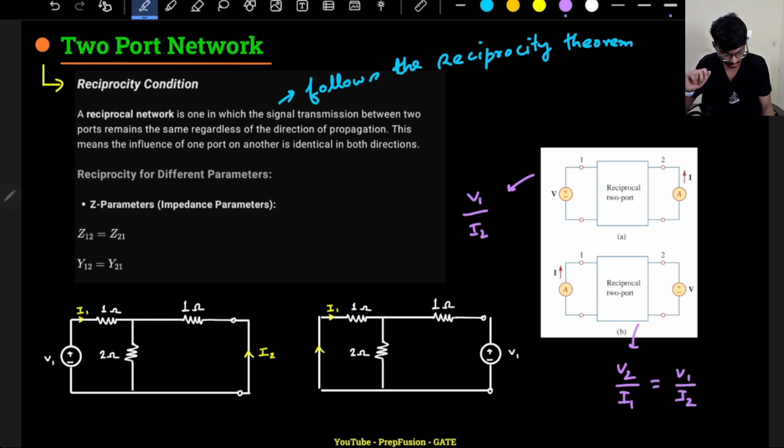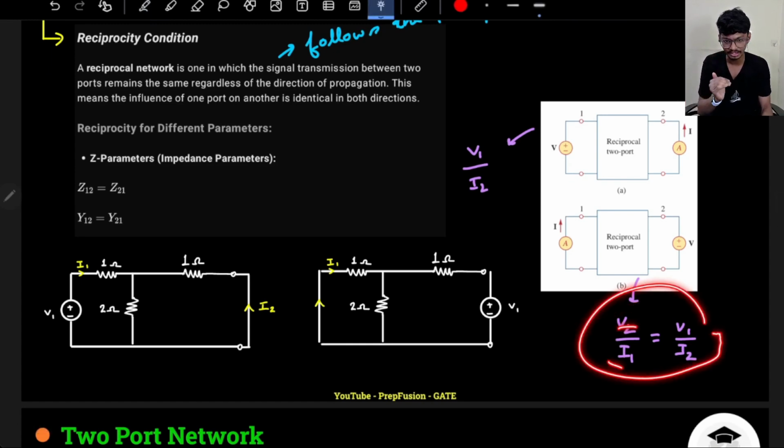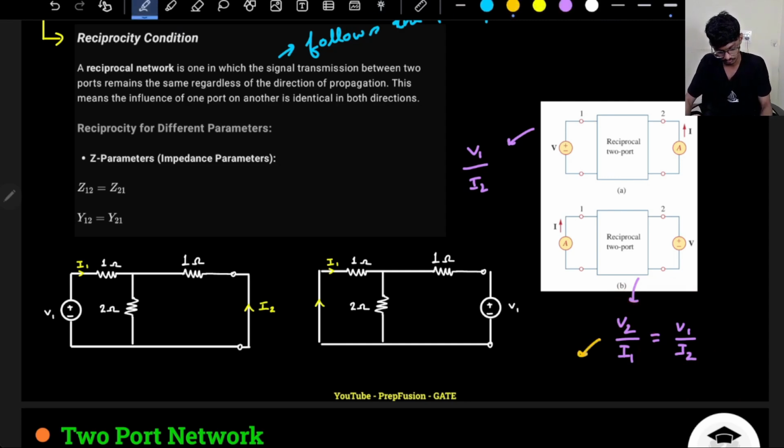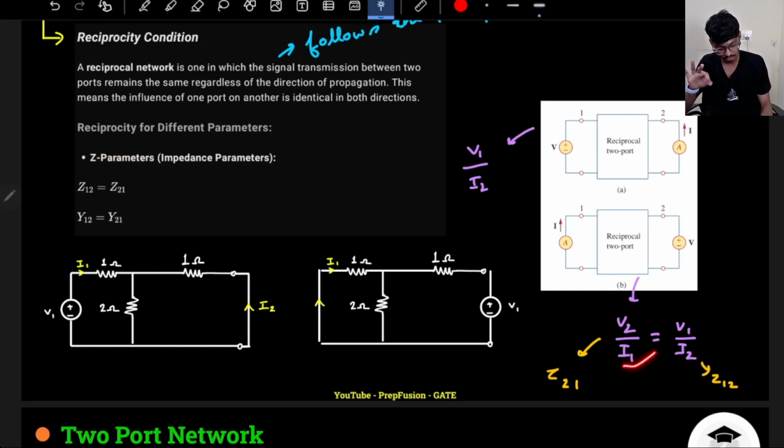Is this something familiar to us? Yes, it is. What is V2 by I1? V2 by I1 is basically Z21. And what is V1 by I2? V1 by I2 is Z12. That's why I told you, for the network to be reciprocal, Z12 has to be equal to Z21. Same, you can just take the inverse here. So this will be I1 by V2, which is Y12, and I2 by V1, which will be Y21. So the same holds for the Y parameter as well. For it to be reciprocal, these two have to be the same.